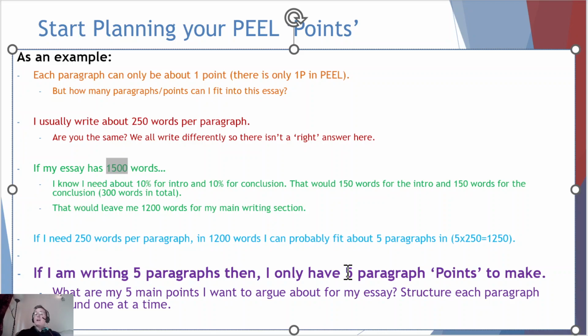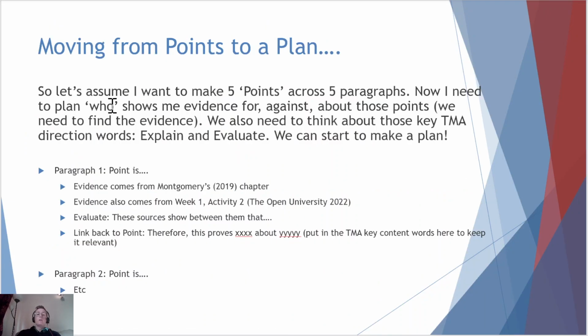If I only have 5 paragraphs to make, I only have 5 points that I can make. Now I can start planning. What are the main 5 points I want to say about that essay? Okay, now I can start thinking. Let's assume I want to make 5 points. Now I need to plan who shows me evidence for, against, and about those points I want to make.